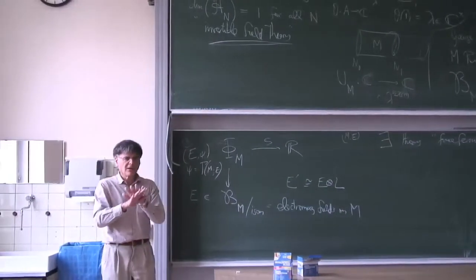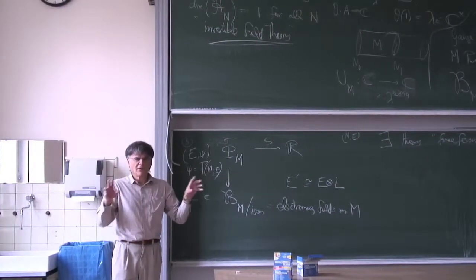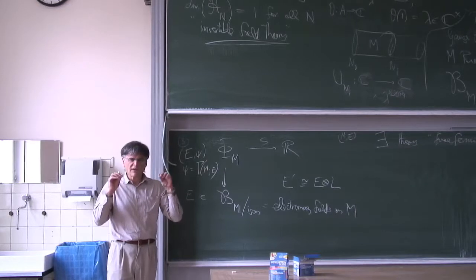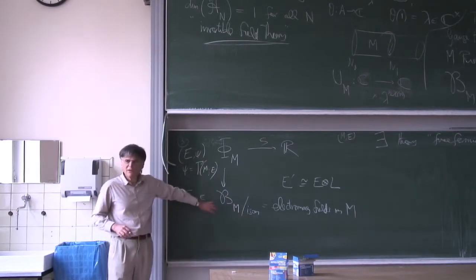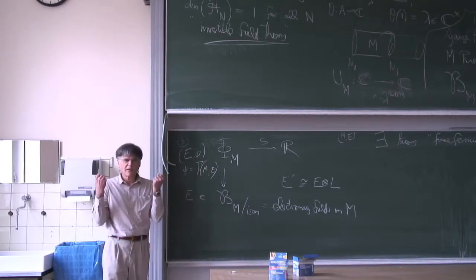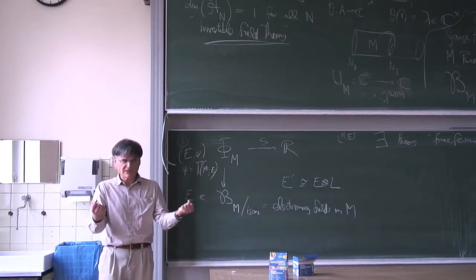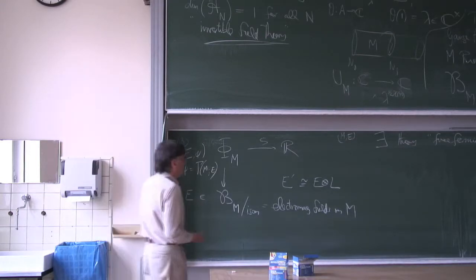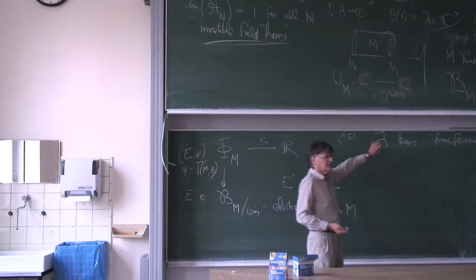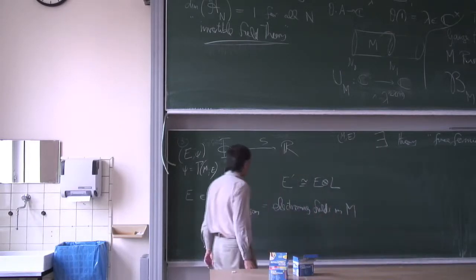So this is a theory of electrons. This is meant to be the theory of electrons moving in a given electromagnetic field, where the electromagnetic field is clamped fixed. Now, that is not quantum electrodynamics, that's the electrons moving in a fixed field.